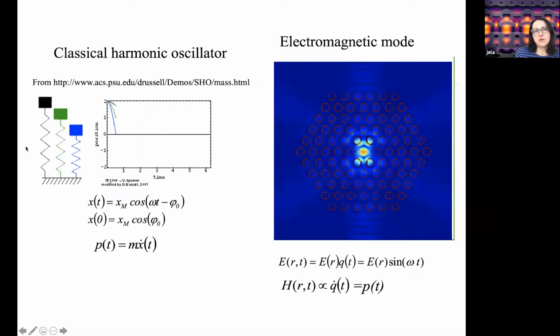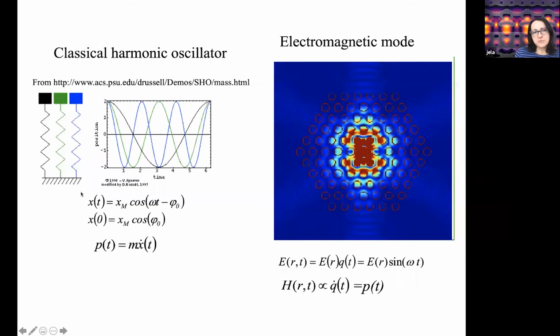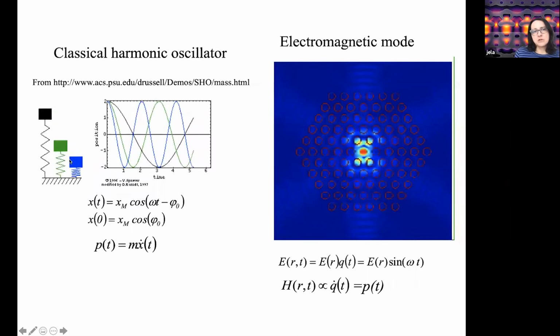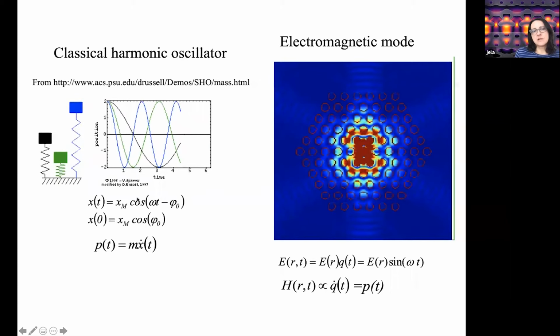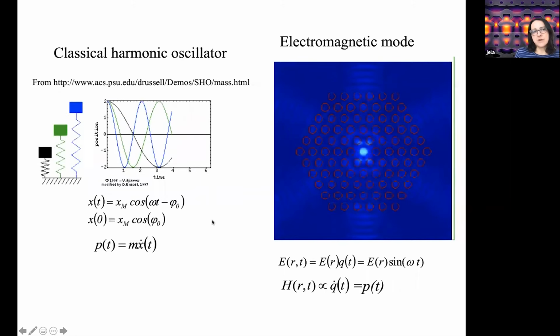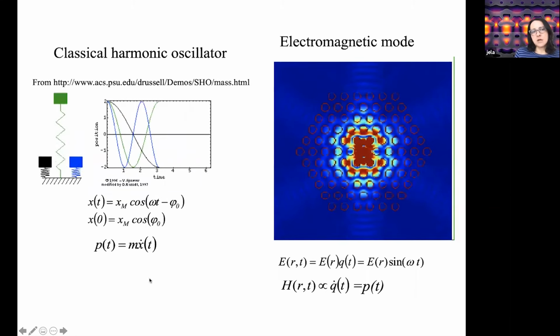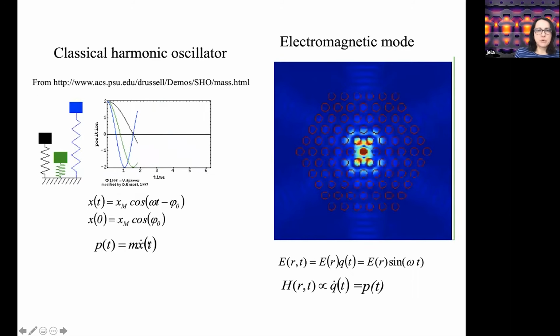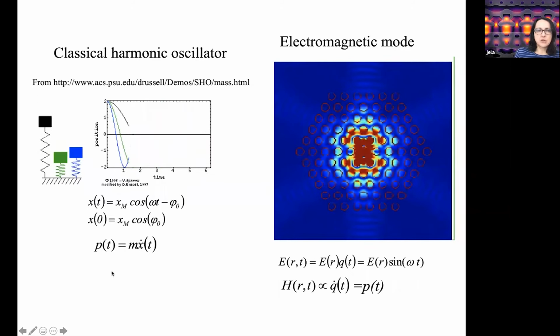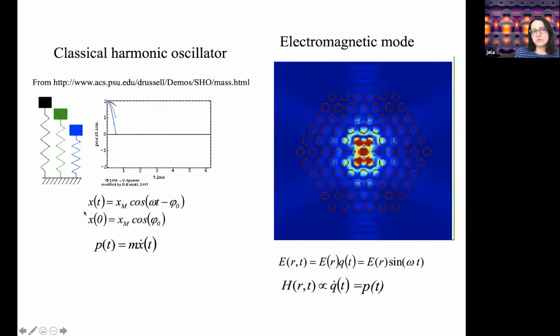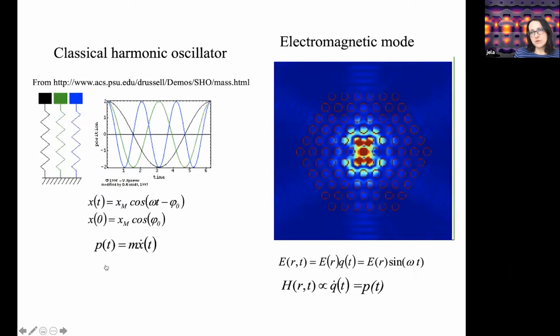So you have harmonic oscillator on the left, mass on a spring which oscillates, position of this mass, let's say, follows a function cosine omega t as a function of time, and then momentum from Newton's law would be proportional to time derivative of the position. So these two variables, position and momentum, are related to time derivatives.